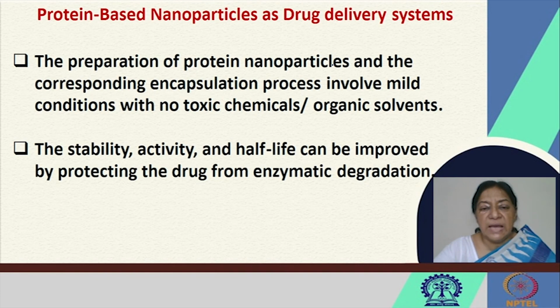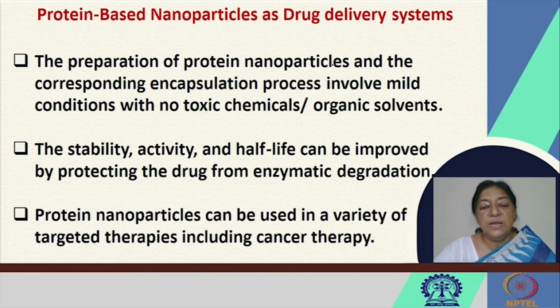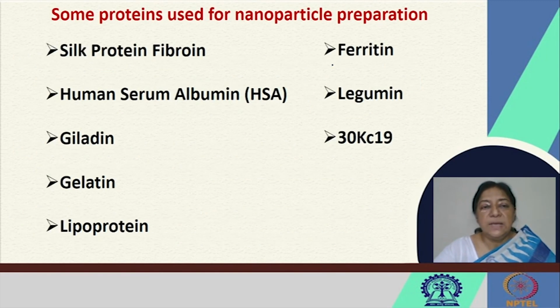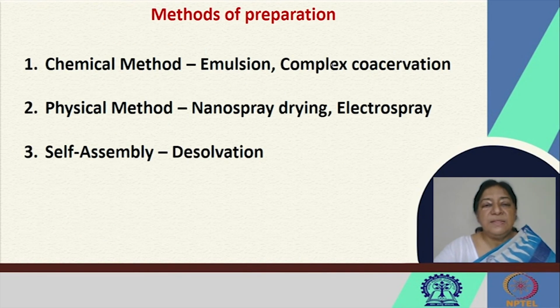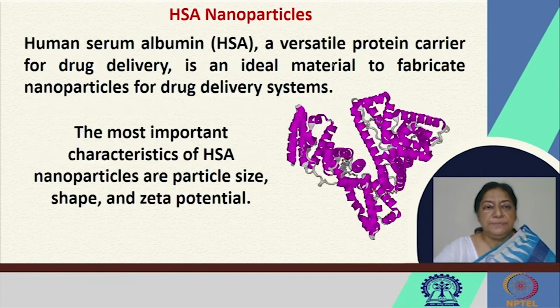The stability, activity, and half-life can be improved by protecting the drug from enzymatic degradation. And protein nanoparticles can be used in a variety of targeted therapies, including cancer therapy. These are some proteins that are used for nanoparticle preparation. The methods of preparation include chemical methods, physical methods, and even self-assembly, where the protein nanoparticle is prepared.